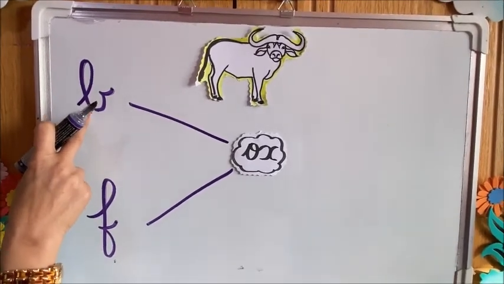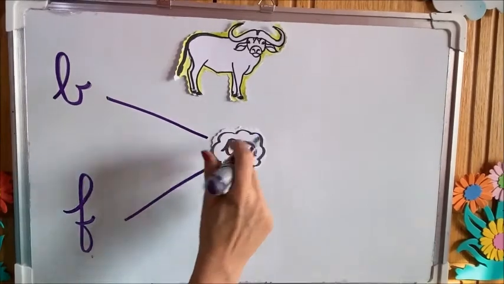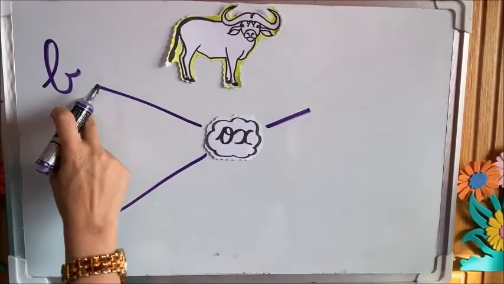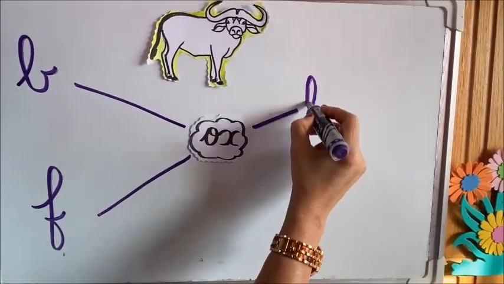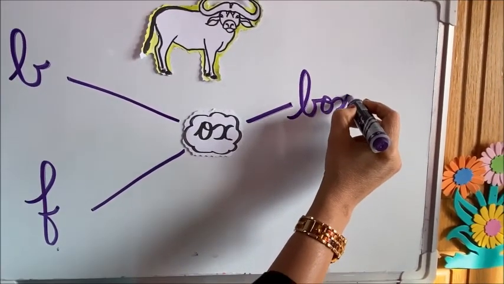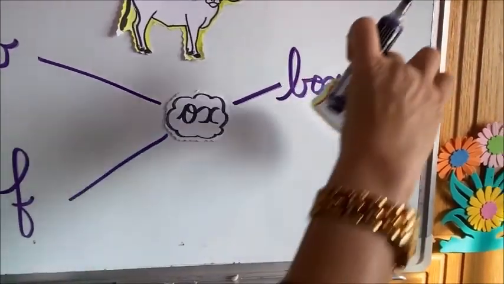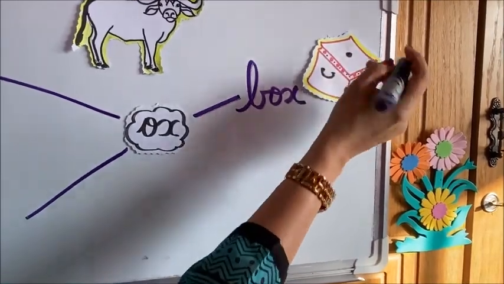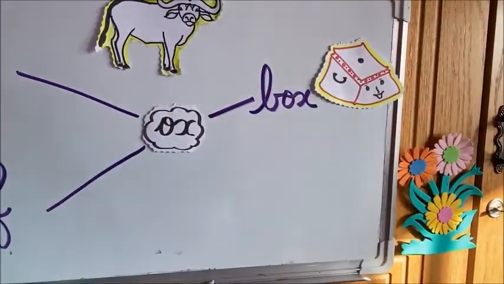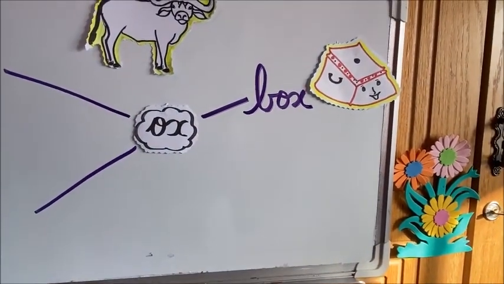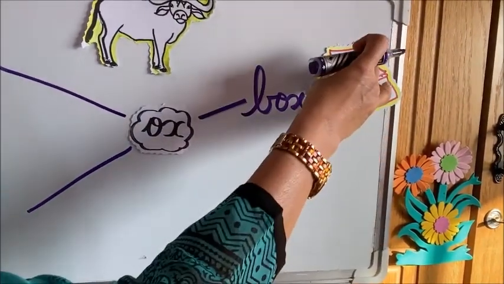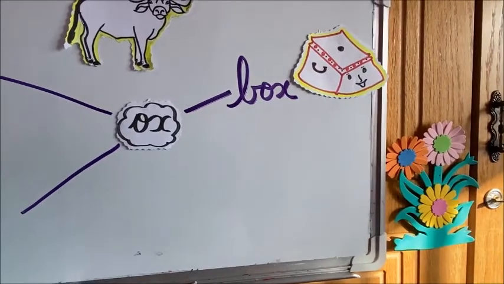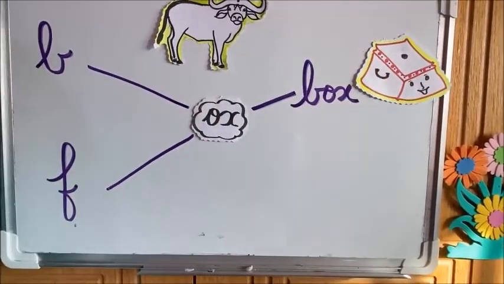Now when B joins with ox, tell me which word does it give? B-ox. You must tell me. B-ox is what, children? I'm going to write. You tell me. Yes, it is box. Do you know what is a box? This is a box, isn't it? I'll make a lid opening one. So you can open the lid and put something inside. You have your pencil box, isn't it? Like that, this is a different type of box. Mummy has a box to put the cookies or bangles inside, isn't it? So this is one type of box.